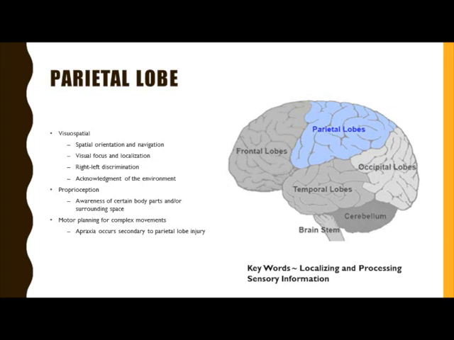Parietal lobe, okay? So this is where it gets a little tricky. The keywords are localizing and processing sensory information. Mainly meaning understanding the environment, okay? So proprioception is what? Describe to me what you think proprioception means to you. Where you feel your body is in space. Yeah, where you feel your body is in space.